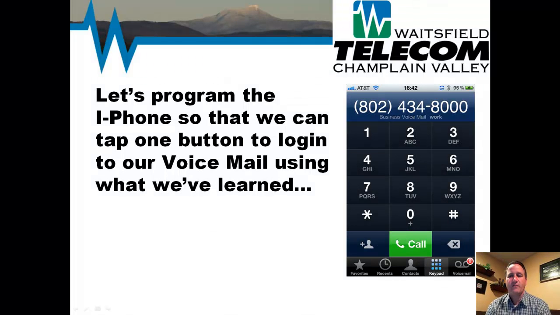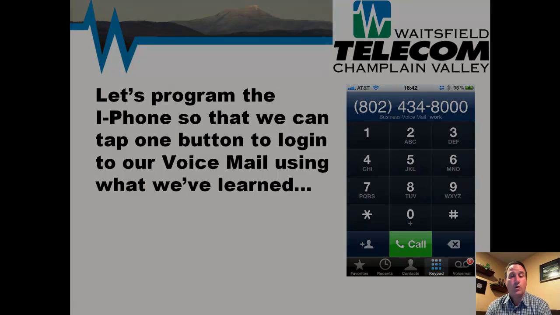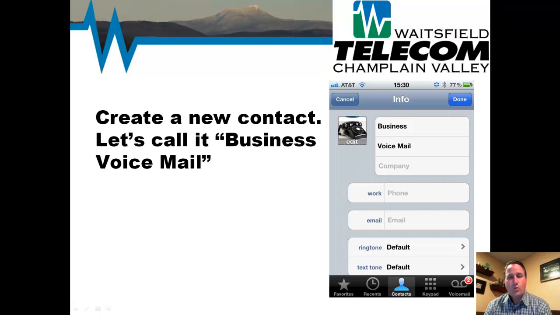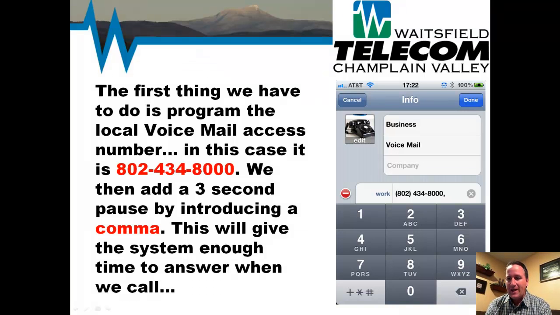So let's program the iPhone so that we can tap one button to log into our voicemail system using what we've learned today. What I did is I created a new contact. I'll call it business voicemail, and I put business as the first name and voicemail as the last name. And then I started to enter the number into the work field. The first thing we have to do is add the local voicemail number. So I added 802-434-8000. We then have to add a 3-second delay or pause.